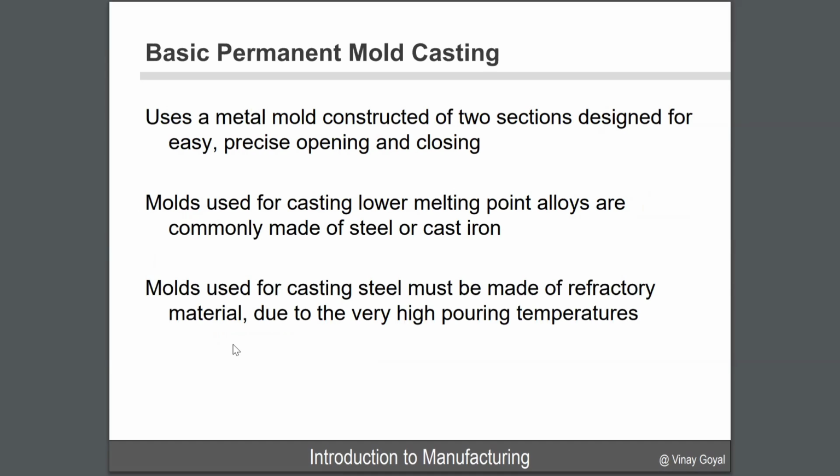You use a metal mold. It will have typically two sections. They're designed for opening and closing very easily, for example. These molds are used for casting lower melting point alloys, and so these are typically made of steel or cast iron as a consequence. And most of these molds used for casting steels must be made of refractory materials because of the very high melting, very high pouring temperatures you're dealing with. So for that reason, it's very important to make sure that we have those characteristics for that mold locked in.